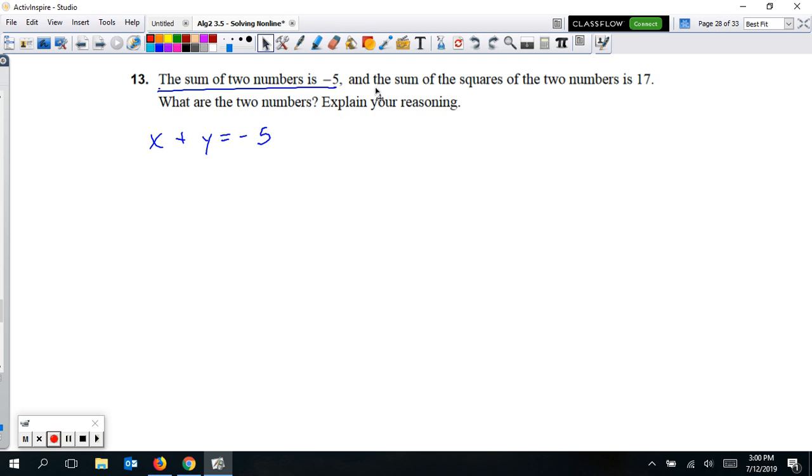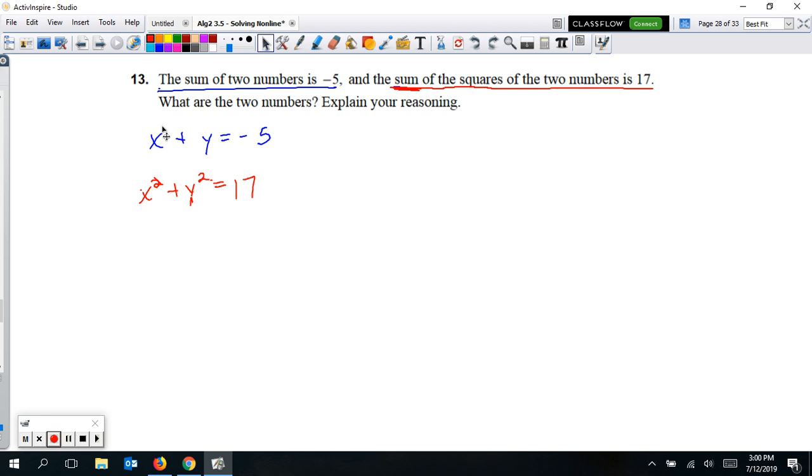But then the next one here, it says the sum of the squares. So the squares of each of these. So the square of x, the square of y. So x squared plus y squared, the sum there is 17, equals 17. So that's the second one there. So x squared plus y squared is going to equal 17. Okay, so now at this point, we would want to find these two numbers by solving this system.